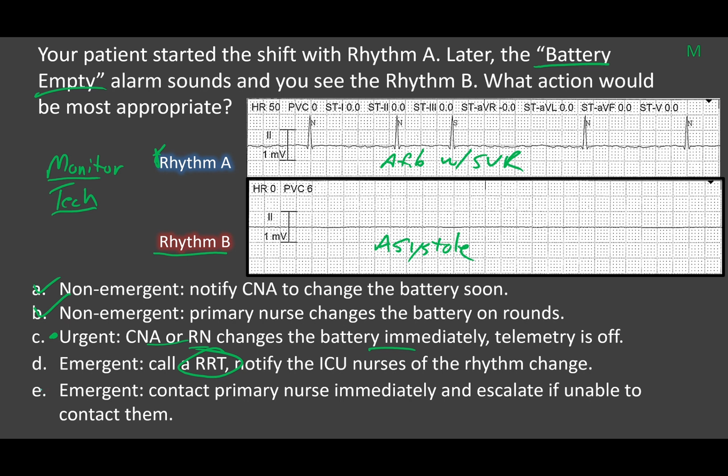I would honestly say that this is something that's emergent enough that contacting that primary nurse immediately is your course of action, and to definitely escalate if unable to contact them. Call the CNA as well, call the charge nurse. Really push to get that battery changed as soon as possible, because that's what you need in order to do the job as well as you can. So this is emergent enough to really push to get it changed as quickly as possible.